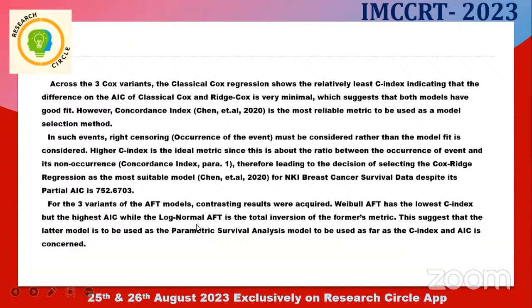So for the three variants of the AFT model, contrasting results were acquired. Weibull has the lowest C index and the highest AIC, while log normal is the total inversion, having the highest C index with the lowest AIC. So this suggests that we can use the log normal AFT in modeling the survival of the patients if we wish to use the parametric model.